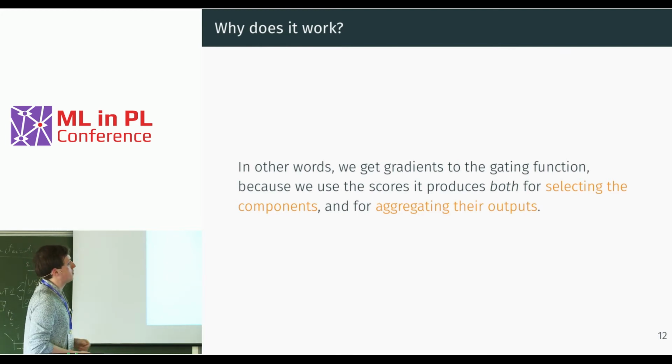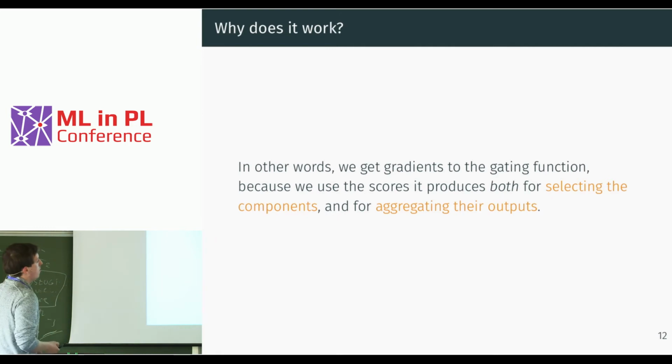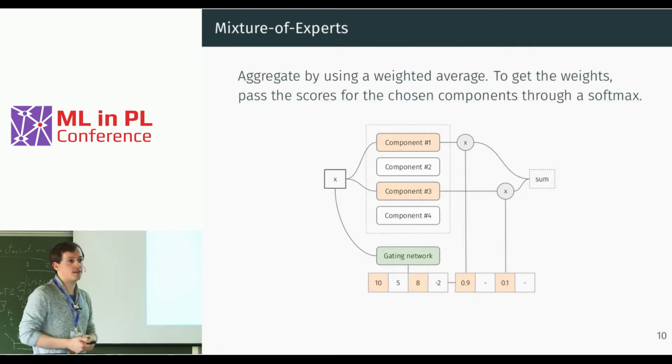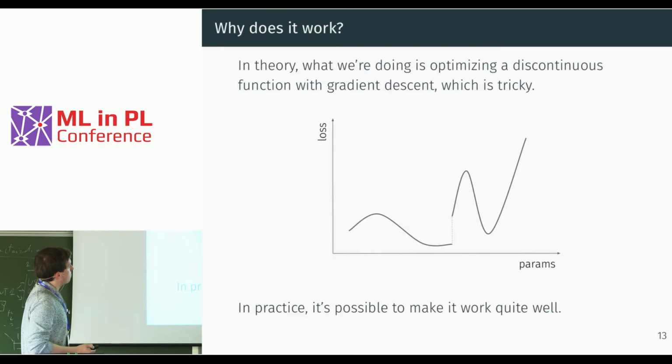And as a side note, you have to choose k at least 2. If you choose k equal to 1, you can see that it won't work because you can't compare between one component. So that's that. And if you implement that, that actually works. So this does give you gradients. The gating network does train with standard gradient descent.